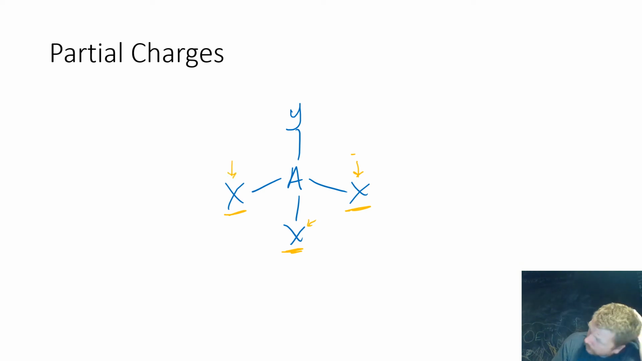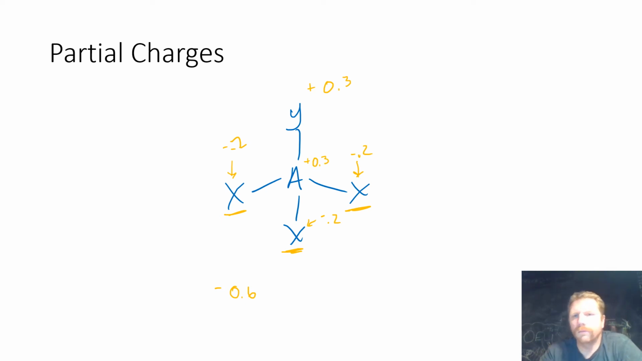Now, what we generally need to do is have partial charges that basically cancel one another out. So let's say that this is negative 0.2, negative 0.2, negative 0.2. What we have there is ultimately a negative 0.6. If that Y has a positive 0.3, well, we need to have the A have a positive 0.3 to counterbalance this negative 0.6 that each one of those other atoms has contributed there.